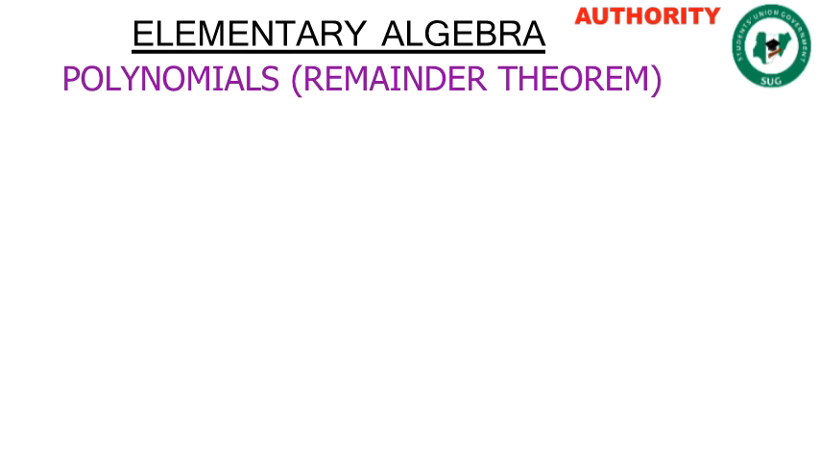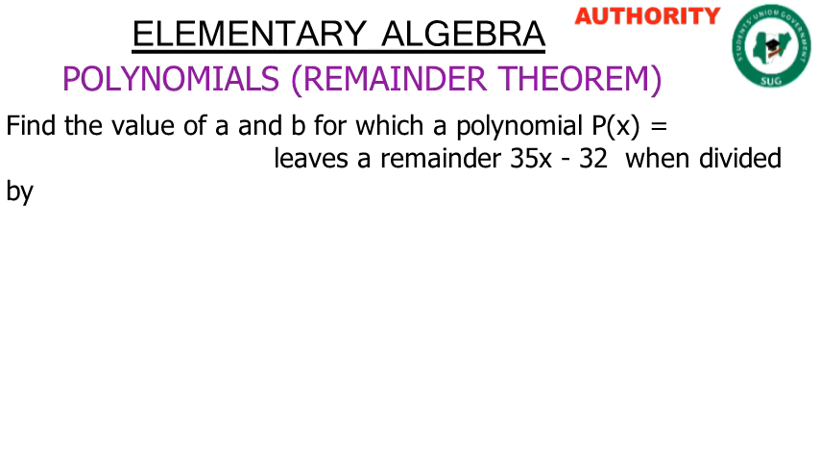Let's take another question. We are treating remainder theorem under polynomials. This question says find the value of a and b for which a polynomial p of x is equal to ax cubed plus bx squared minus 3x minus 4 leaves a remainder 3x minus 32 when divided by x squared minus 3x plus 2. Yes, this is what we're asked to solve.